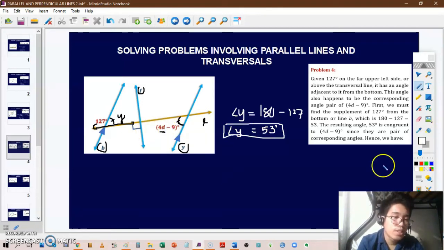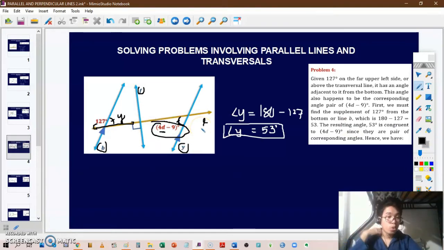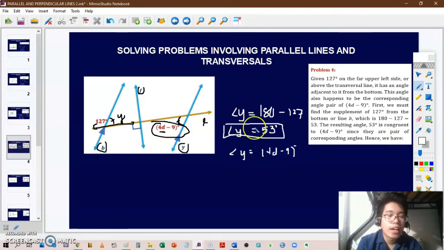And from here, we can see 4D minus 9. There's this angle, 4D minus 9. And again, what are angle y and 4D minus 9? They are alternate interior angles, and therefore we can equate them because they are congruent. So angle y is equal to 4D minus 9 degrees. And we all know that the value of angle y is 53. So you write that here: 53 is equal to 4D minus 9.